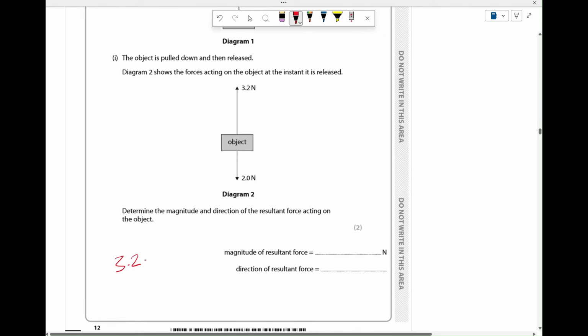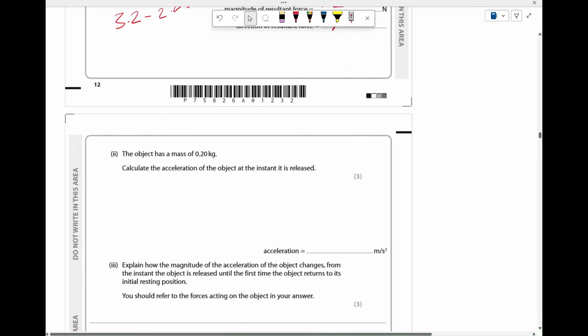So the resultant force is going to be 3.2 take away 2.0, 1.2 newtons, and the direction is of course upwards. The 3.2 newton force wins.